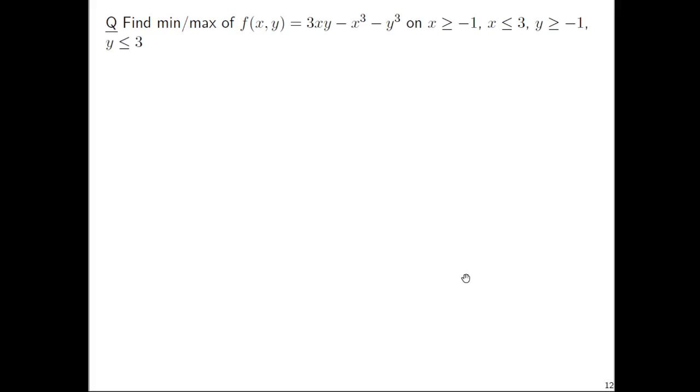Let's do another example. Let's find the min max of f(x, y) = 3xy - x^3 - y^3 on x ≥ -1, x ≤ 3, y ≥ -1, y ≤ 3. So this time, instead of drawing a picture, the question just provides some inequalities.